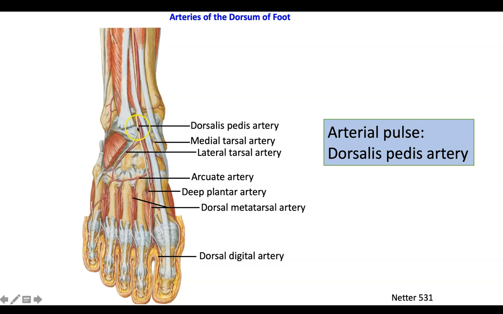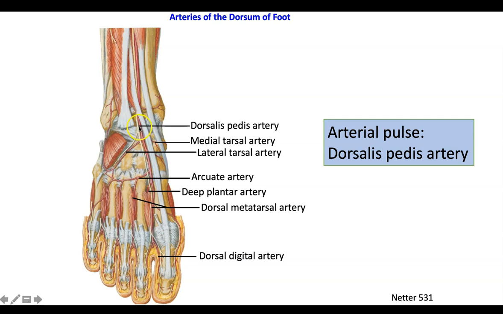The dorsalis pedis artery pulse is usually felt by the physician in front of the ankle joint, just lateral to the tendon of the extensor hallucis longus. And it is important for the diagnosis of peripheral vascular disease.